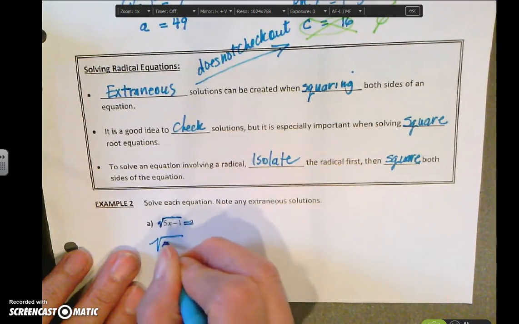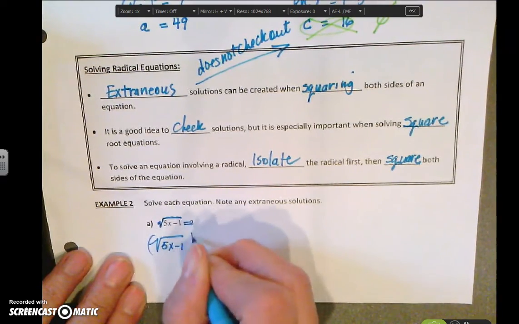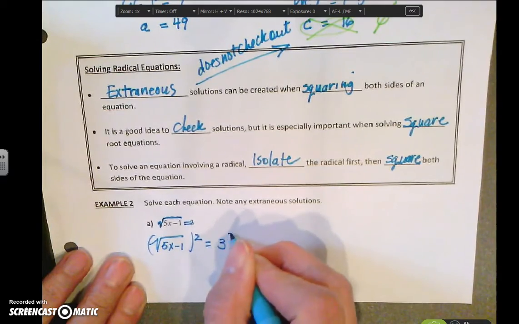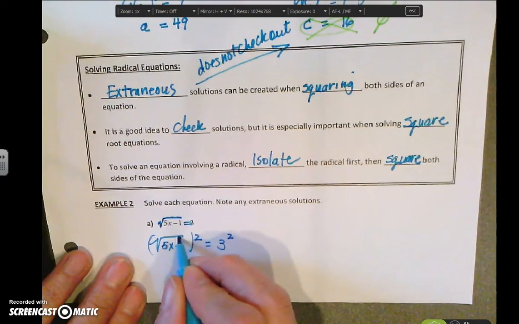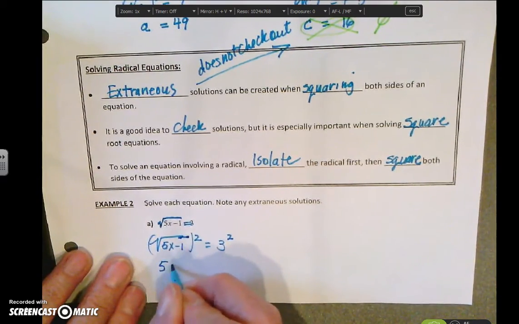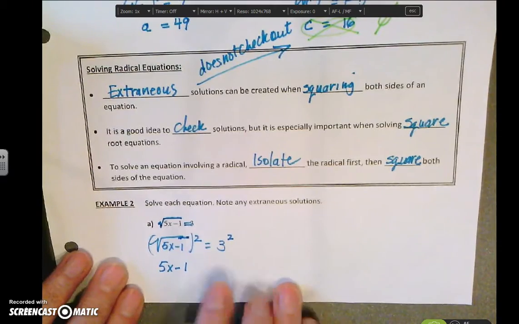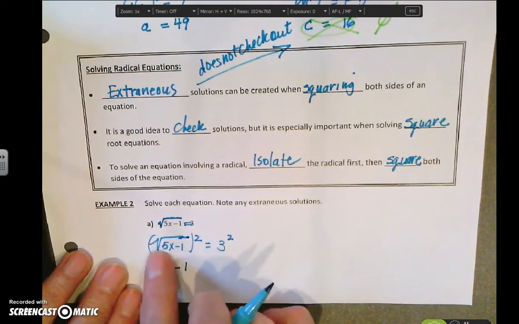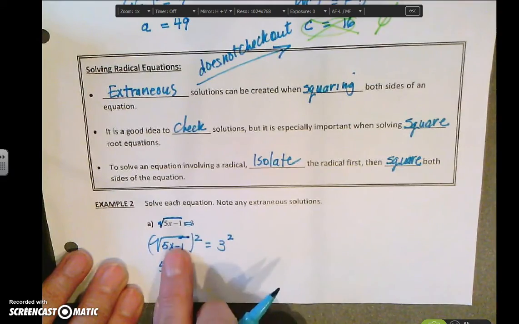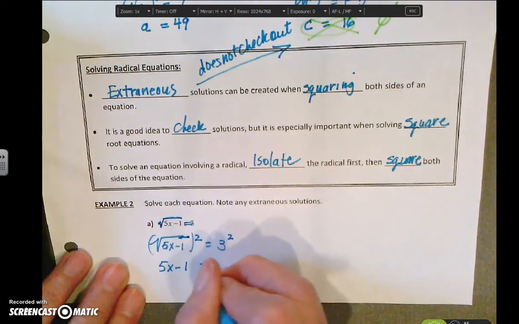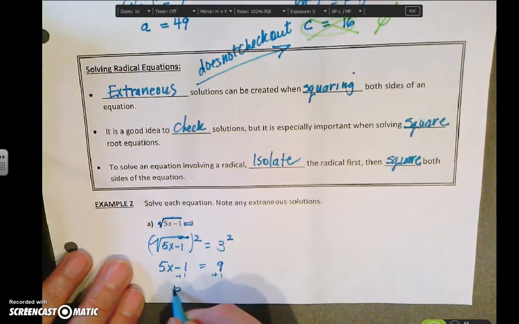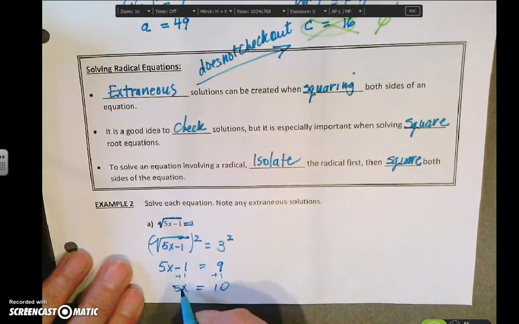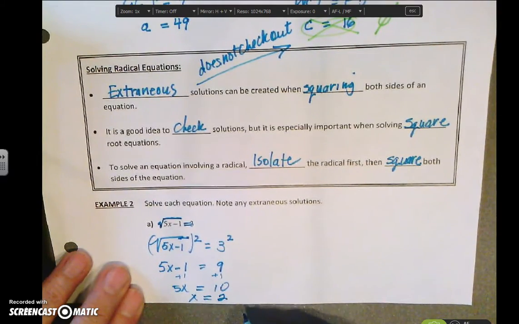And so let's look and see what happens when I take the square root of 5x minus 1 and square it, and then square that 3. When I square this, what happens is the 5x minus 1 comes out. So the square undoes the radical and brings out whatever's inside of it, and then is equal to 9. I'm going to finish up by adding 1 to both sides and getting 5x is 10, then divide both sides by 5 and get that x is equal to 2.